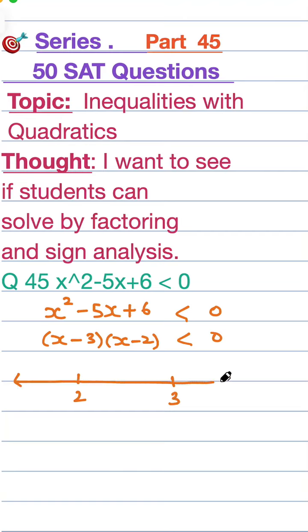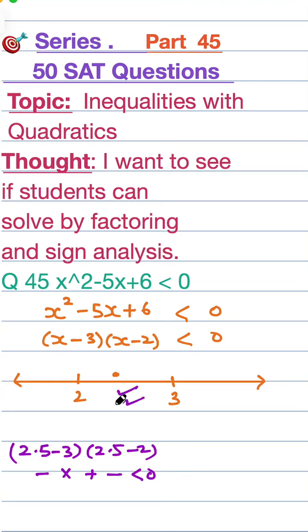You have to make sure that the numbers which you are placing here should be according to the number line concept. 2 on the left hand side because it's a smaller one, and 3 on the right hand side because it's a greater one out of these two. Now let's take a number from here. Let's take 2.5. If I plug 2.5 here in place of x, this is negative and this is positive. If you multiply, overall sign is negative, which is less than 0. So yes, numbers between 2 and 3 are satisfying it.